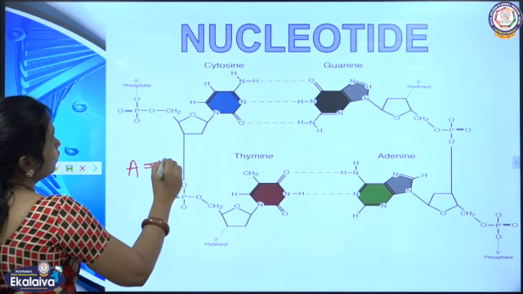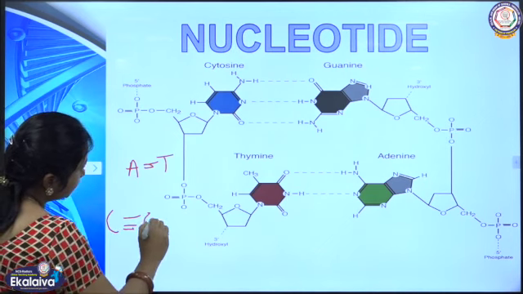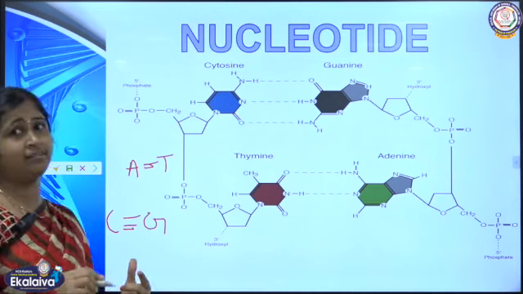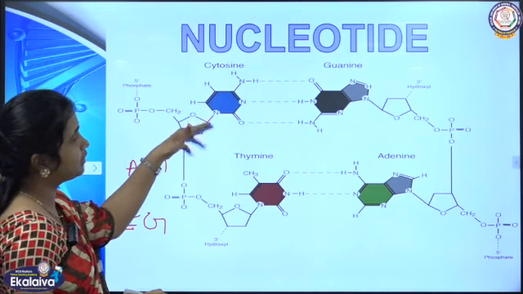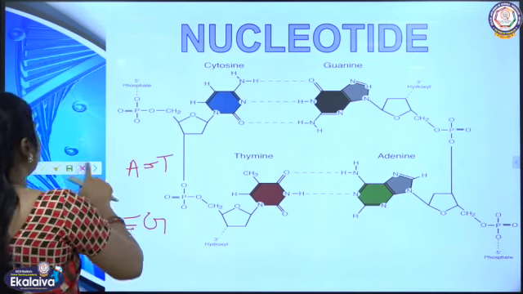A will pair with the T with a double bond. C will pair with the G with a triple bond. And what is that bond? That bond is the hydrogen bond. You can see the bond here. This is the way of linking with the bond. Okay, so we'll move to the next.